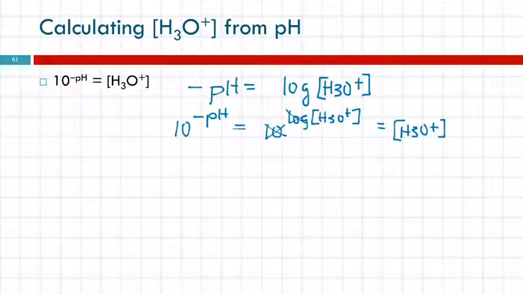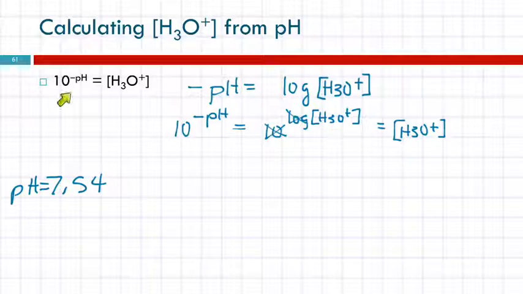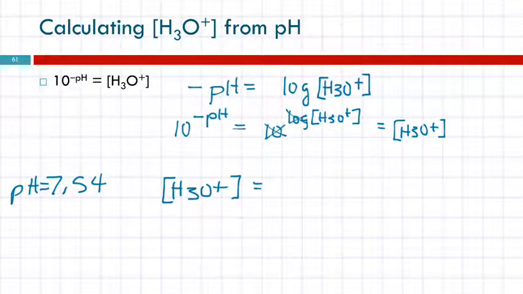So how do we use that? Well, if I have the pH, let's say the pH is 7.54. That's the pH. How do I find out what the hydronium ion concentration is? I use this equation. The hydronium ion concentration is going to equal 10 raised to the negative 7.54.